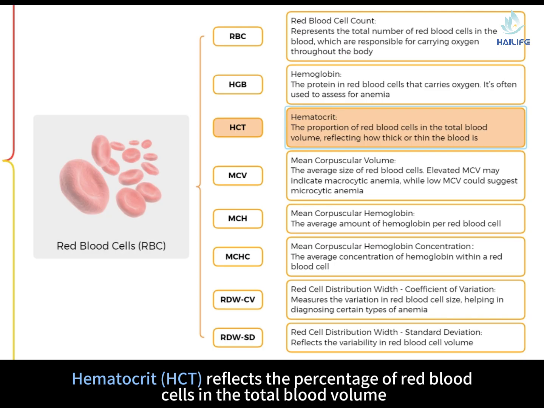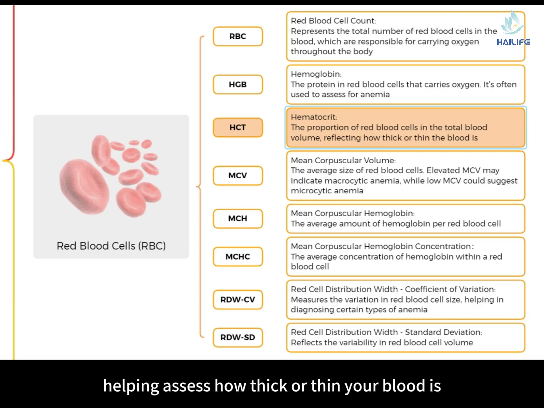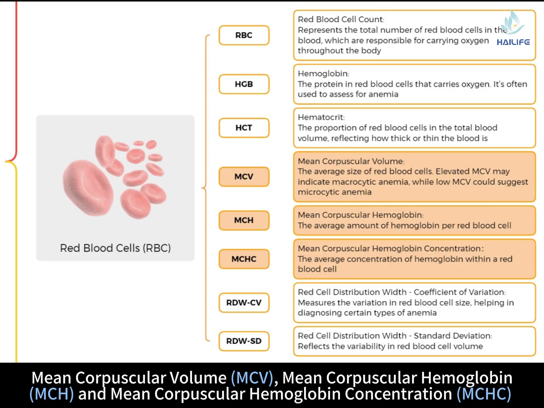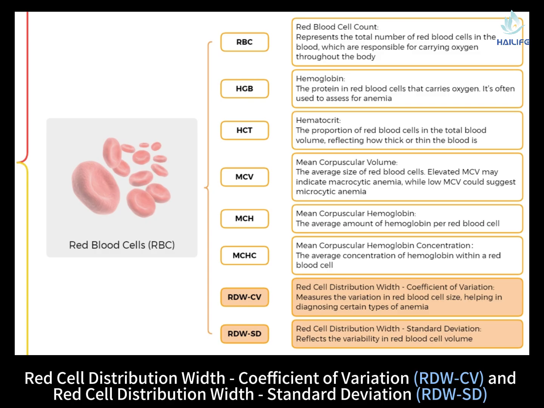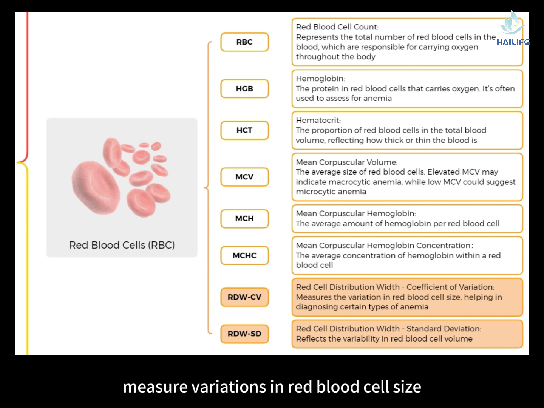blood disorder. Hematocrit reflects the percentage of red blood cells in the total blood volume, helping assess how thick or thin your blood is. MCV, MCH, and MCHC values describe the size and hemoglobin content of red blood cells. RDW-CV and RDW-SD measure variations in red blood cell size.